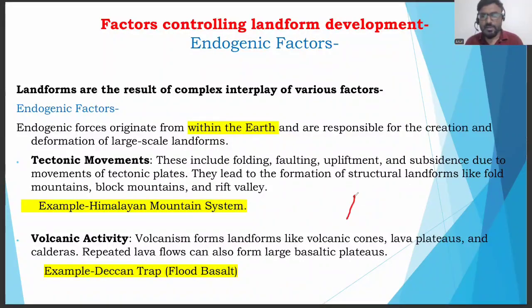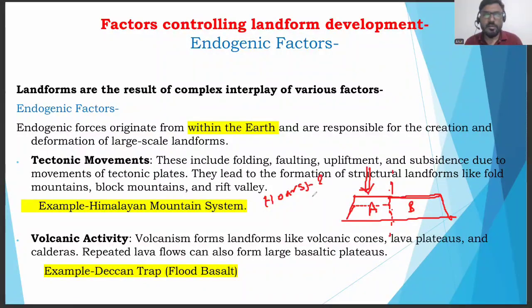For example, we can take an example that this is the surface. When you apply the force from the topmost side of the surface, suppose this is A part and B part, this A part gets subducted, and compared to this part, it gets uplifted. So it leads to formation of what? Horst and graben topography.